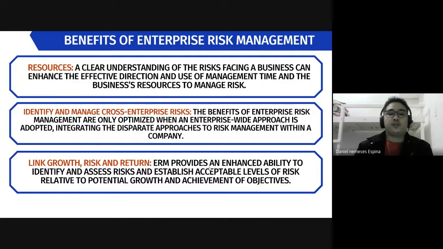So another benefit is it can link growth, risk, and return. So ERM provides an enhanced ability to identify and assess the risk and establish acceptable levels of risk relative to potential growth and achievement of objectives. So if the risks are in check, then it will give us more confidence in achieving the potential growth and objectives.